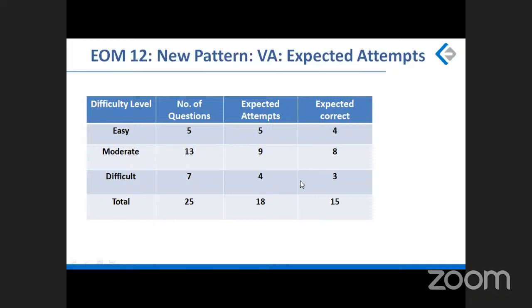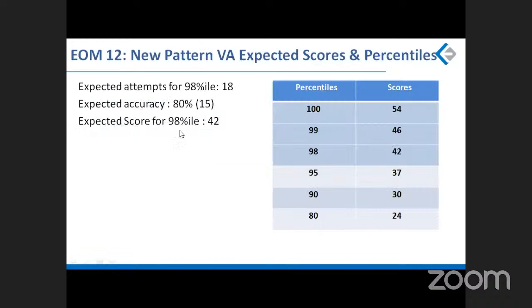So let's be practical. Let's say 4 attempts and 3 correct. So 18 and 15 is what I would love to see for people targeting a 98th percentile. That's what you see here, 100 percentile. And this is one of the lowest 100 percentiles that you will see: 54 out of a maximum possible score of 75.